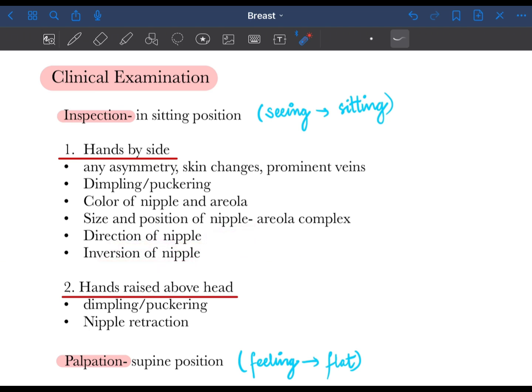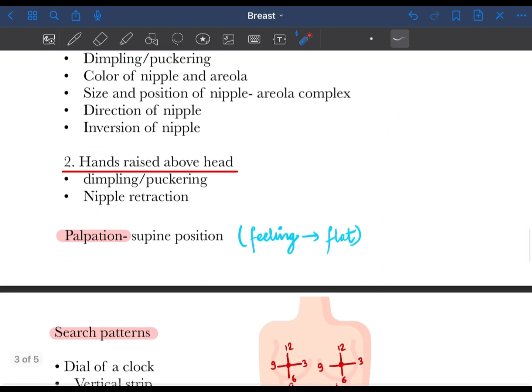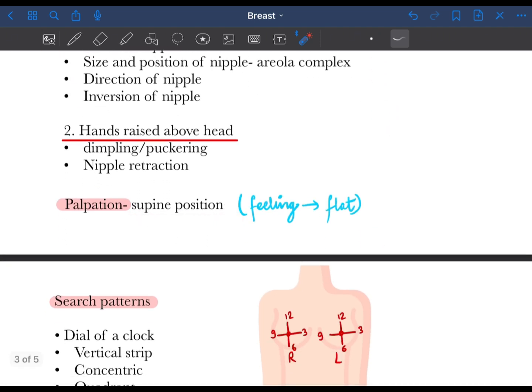And by raising the hands above the head, we need to look for any dimpling or puckering when the arm is raised, and we need to look for nipple retraction, whether it is retracted while raising the arms above the head. So in inspection we need to look for all of these, and palpation we do in the supine position, so feeling for flat. We can remember it by this.